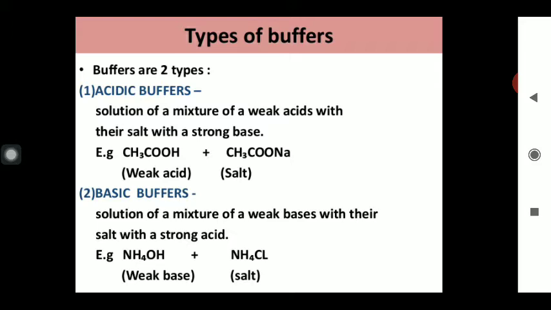How can these solutions be made? First of all, we have to take NH4OH. This is a weak base, and you add ammonium chloride to it. As you add this compound, after dissociation the equilibrium will shift in the backward direction, and these solutions can maintain their basic pH. So this solution which can maintain its basic pH even on adding its salt with a strong acid is known as the basic buffer solution.